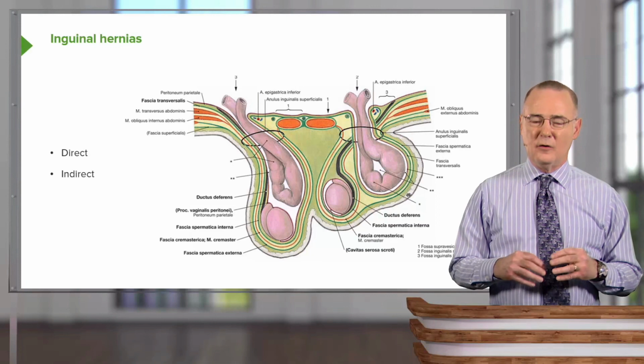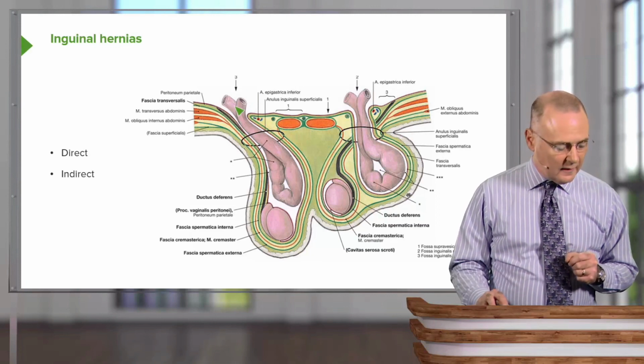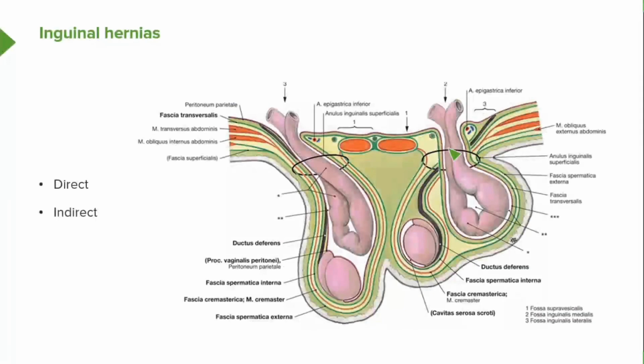Here we have a herniation of intestinal loops into the scrotum. This is more common in men, but we can have an inguinal hernia occurring in women. The difference between a direct and an indirect hernia is the relationship that the intestinal loop will take to enter the scrotum.